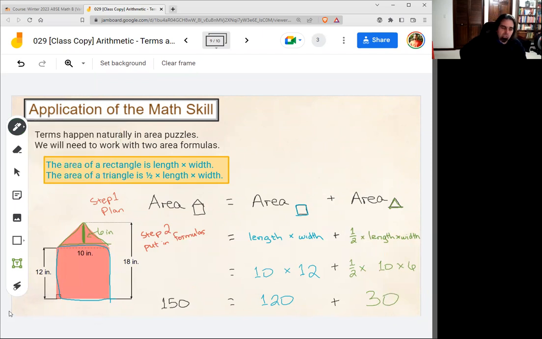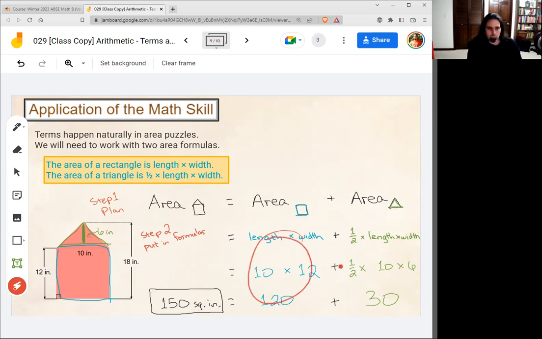As a side note, since it's a picture problem, I should label my answer. So I have inches, this is area, so I have to do square inches. If that's something that doesn't make sense to you, that it's square inches, don't worry, we'll talk about area as a different topic later. But I just want to do it right. If you just put 150, good enough for now.